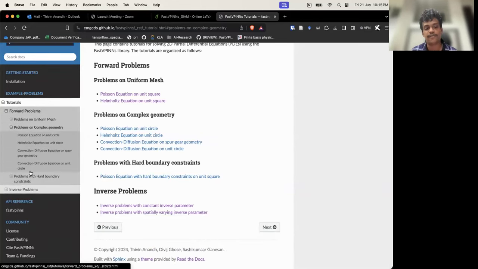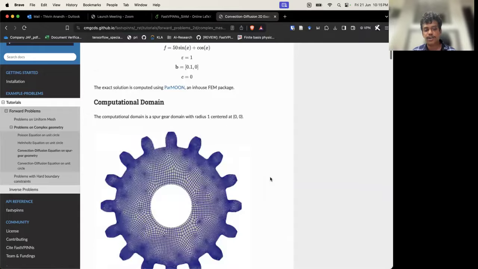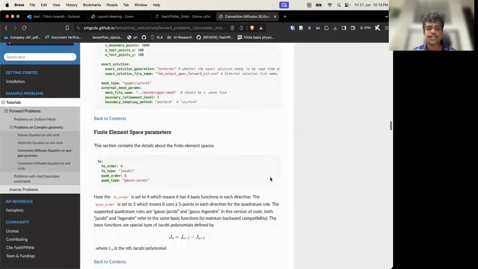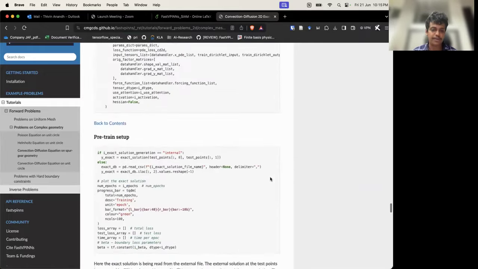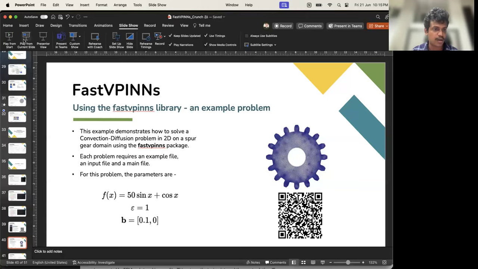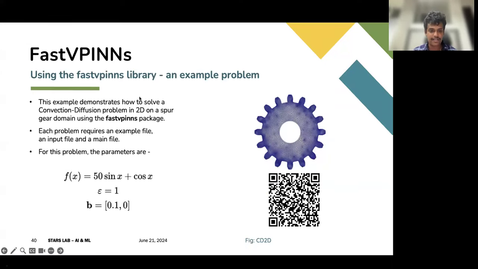All the files required for it are present here. So if people want to run a complex geometry on a gear, all the code required for it and the explanation is available there. So people should be able to find it. And this is how we have given the values.